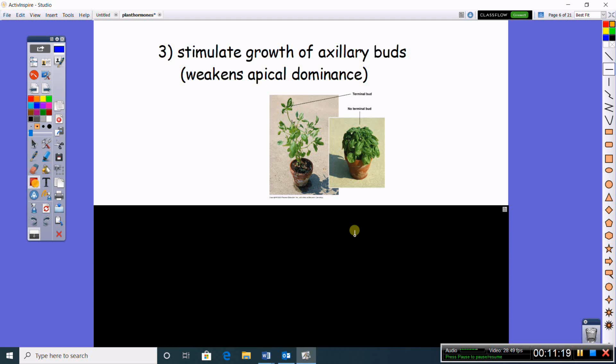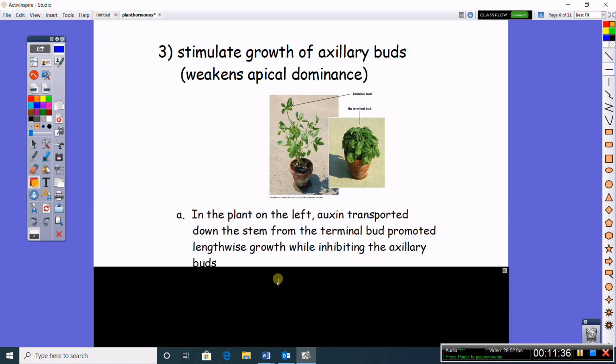But if you were to cut off that apical bud, okay, that's going to now prevent auxin from being produced. And so the cytokinins can come up from the roots and promote the growth of the axillary buds, making your plant grow fuller and bushier like that.